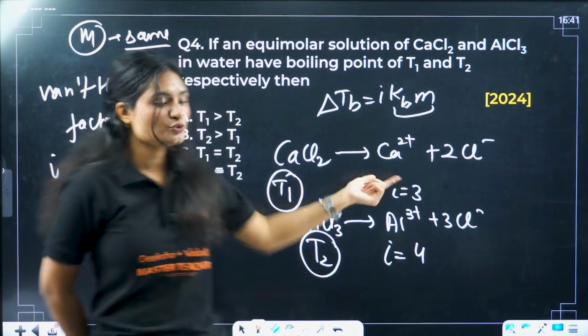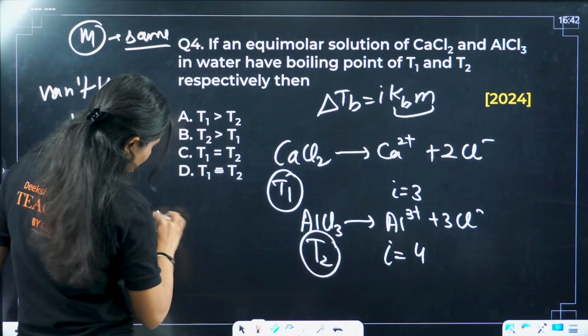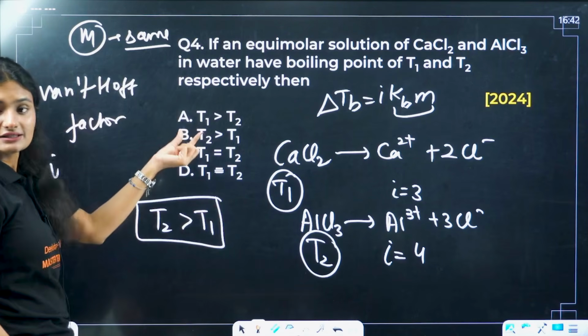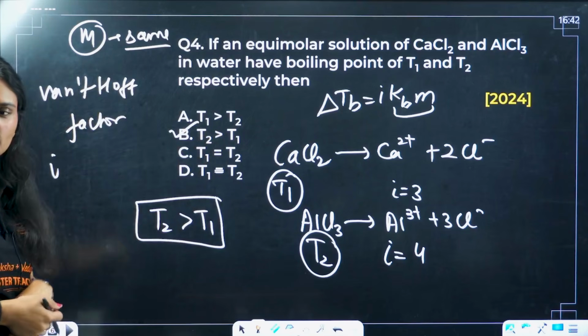Okay, so which has the higher Van 't Hoff factor? This one, right? T2, right? So that means T2 will be greater than T1. That is your correct answer. Okay, clear? Yes, I hope you get your answer.